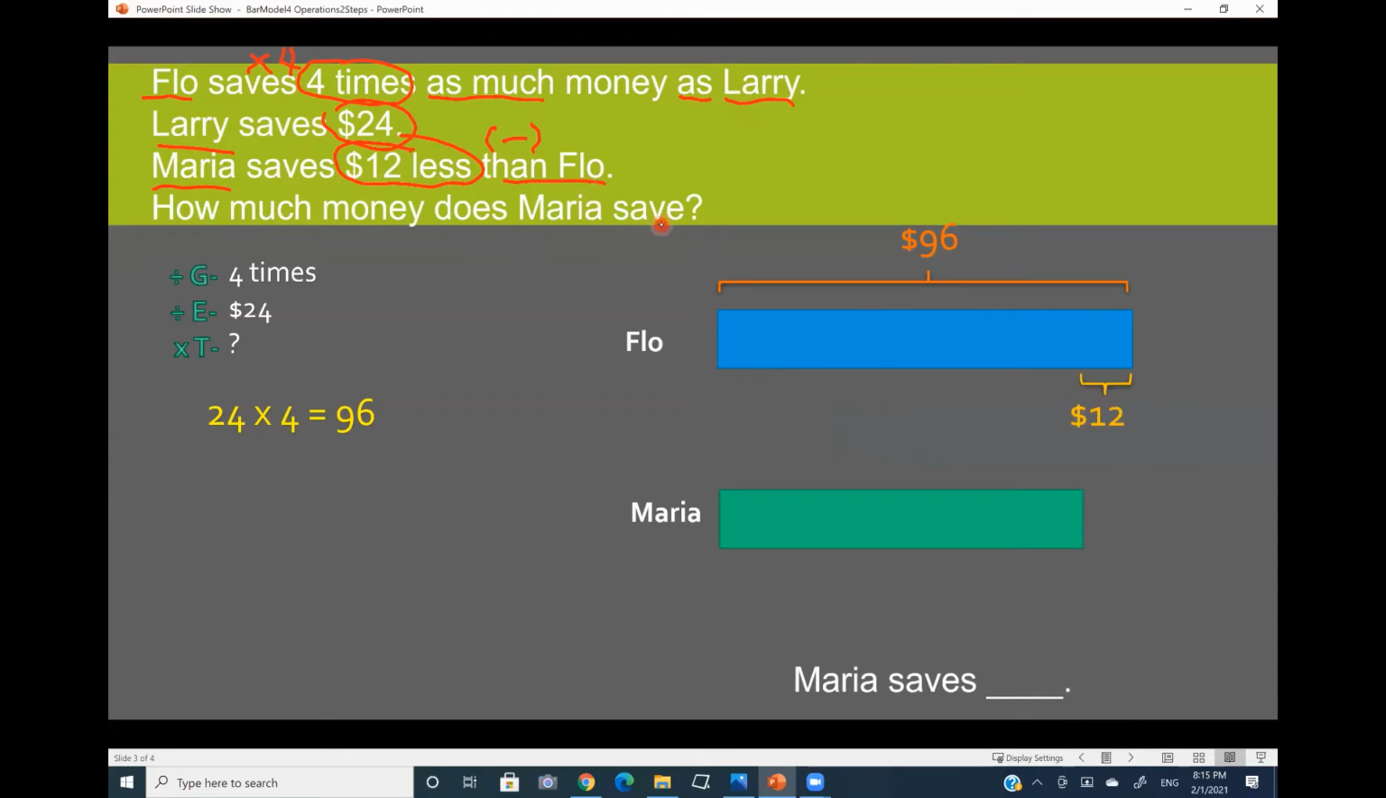And we know that it's going to be 12 less dollars. So when we put the bars together, we know that this is the amount that Maria has less than Flo. And that is telling me that I have to subtract this time 96 minus the $12 that Maria has less to find the part. Because I'm trying to find a part, I'm going to subtract 96 minus 12. That's going to be equal to 84. Therefore, my answer is going to be 84. Maria saves $84.